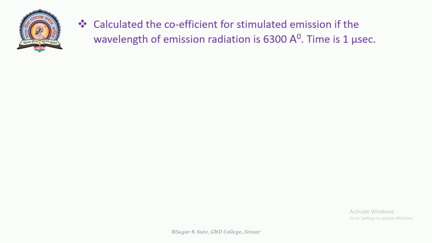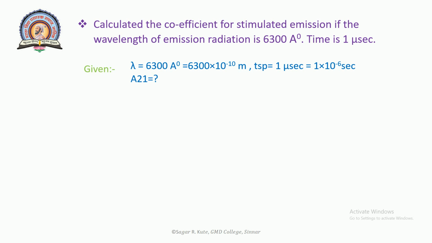Now next example: calculate the coefficient for stimulated emission if the wavelength of emission radiation is 6300 angstrom and the time is 1 microsecond. In this numerical we calculate A21. Lambda is equal to 6300 angstrom, that is 6300 into 10 raised to minus 10 meter. Spontaneous lifetime is equal to 1 microsecond, which is 1 into 10 raised to minus 6.